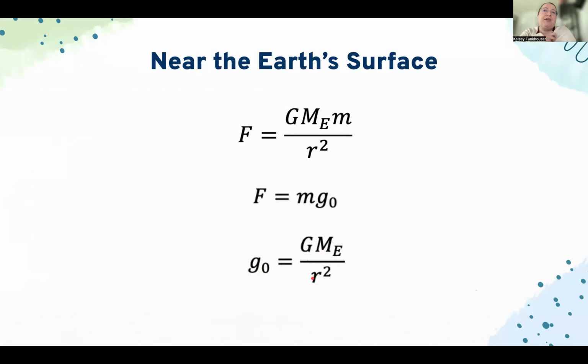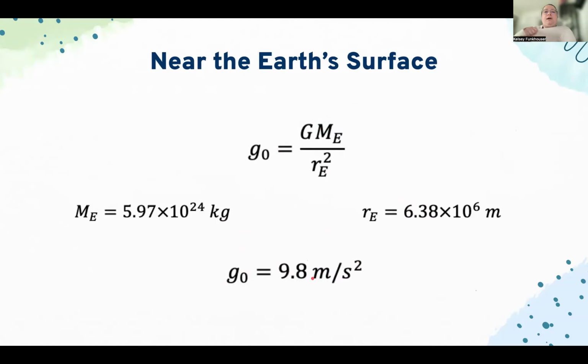So on the surface of the Earth, the radius squared is just the radius of the Earth squared, but this is also applicable to different distances from the surface. So if we're on the surface of the Earth, we can plug in the mass of the Earth and the radius of the Earth, and we get a familiar value for little g. We get 9.8 meters per second squared. This is where our value for the local gravitational acceleration comes from. It comes from Newton's law of universal gravitation.